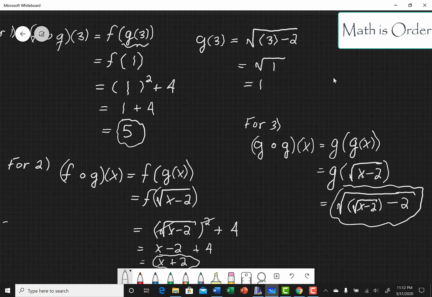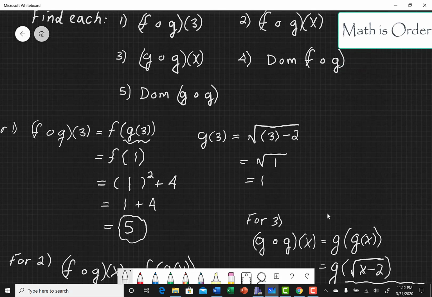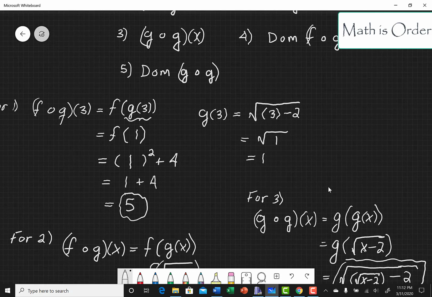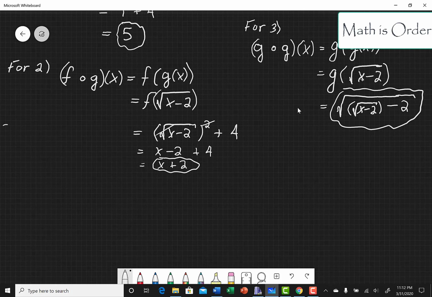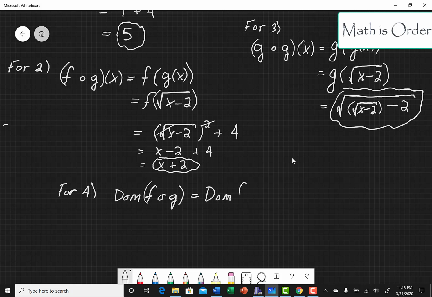All right, and now let's move to number 4, which is how to find the domain of f composed with g. For the domain of f composed with g, what is that equal to? So we're really trying to find out what is the domain of f(g(x)).